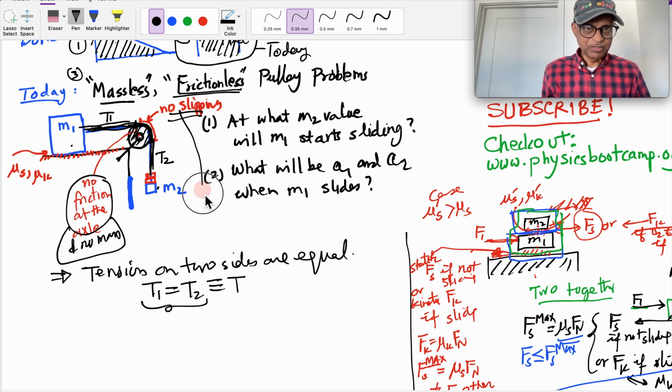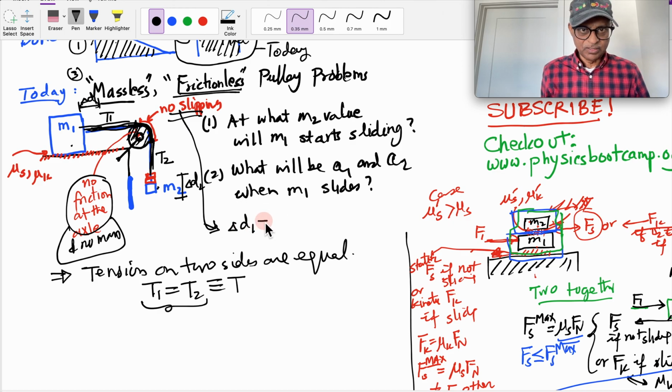Now, what is no slipping doing? If this thing moves a distance delta d2, this thing will move the same distance delta d1. Delta d1 is equal to delta d2.